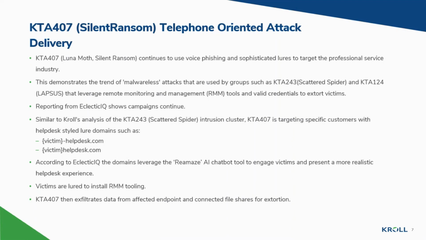Notably, KTA 407 typically does not encrypt files on the victim environment, but it exfiltrates data and hosts a data leak site available on the clear web to extort their victims. In this campaign, reported by EclecticIQ, they're using very similar lures to those used by KTA 243, also known as Scattered Spider. So those look like victim-helpdesk.com or victimhelpdesk.com. And these campaigns essentially rely on the fact that the user is sent an email lure that will lead to this help desk, purportedly from their own IT team.